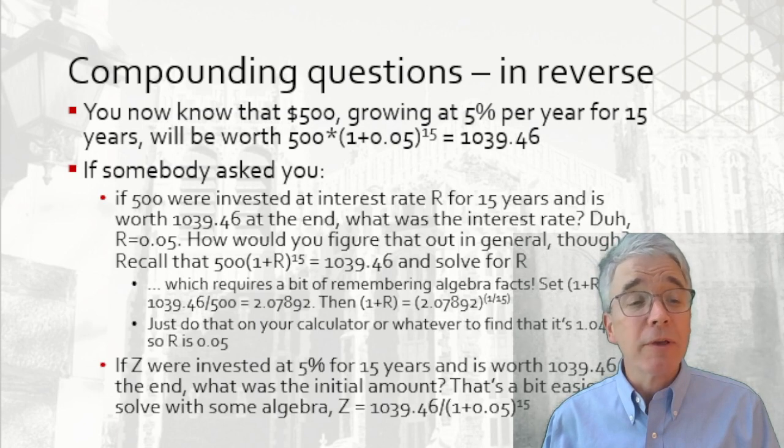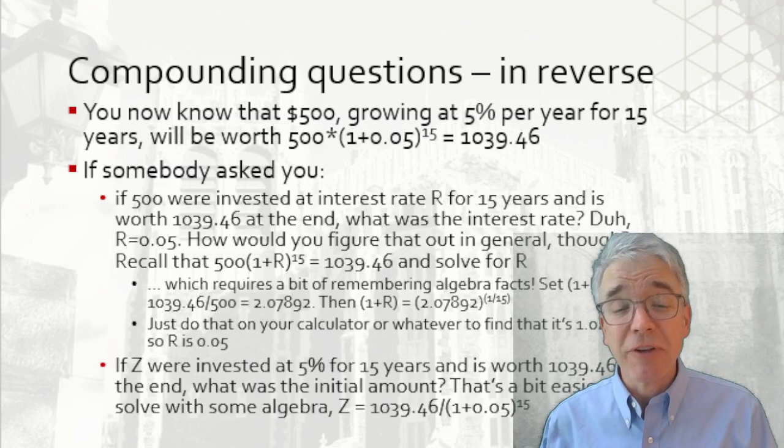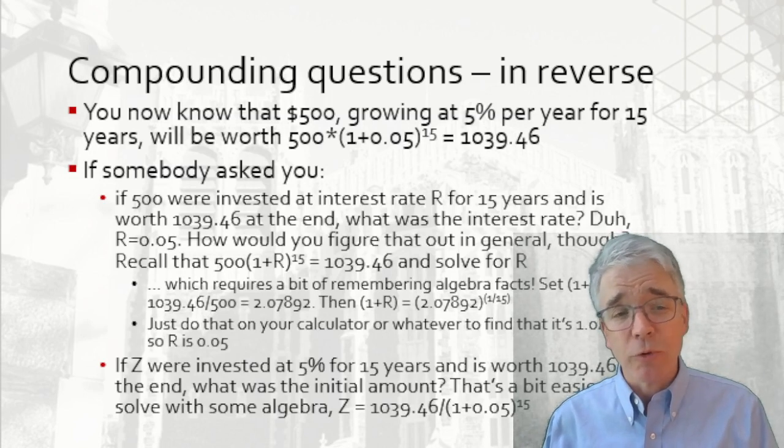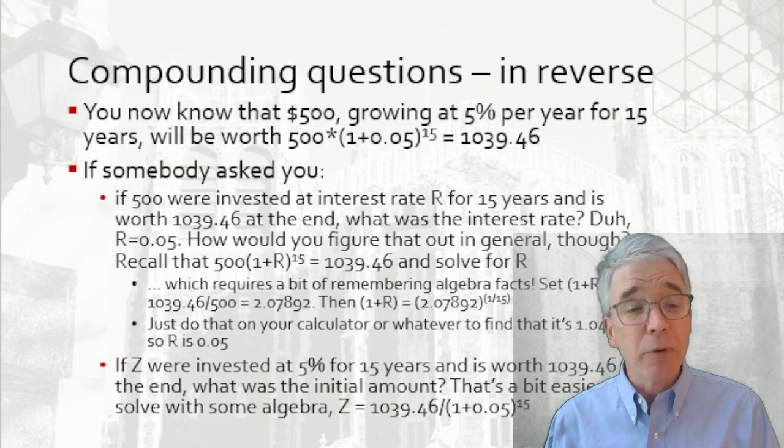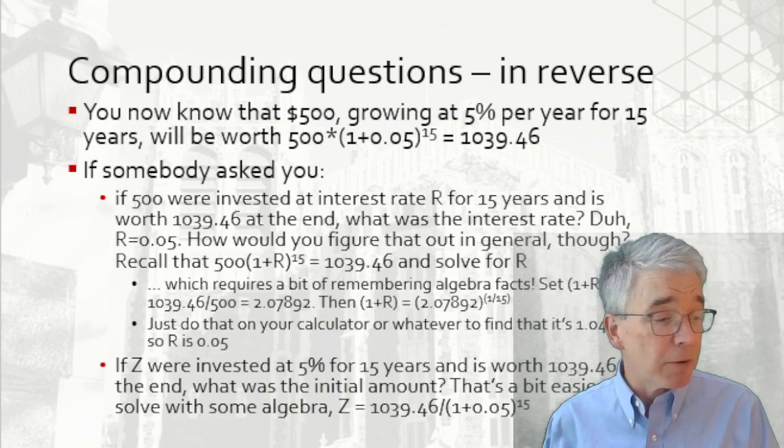Alternately, we can ask the question, how to find z given that some amount z is invested at 5% for 15 years and it's worth 1039.46 at the end. That's even a little bit easier with some algebra. Z equals 1039.46 divided by (1 plus 0.05) all to the 15th power.